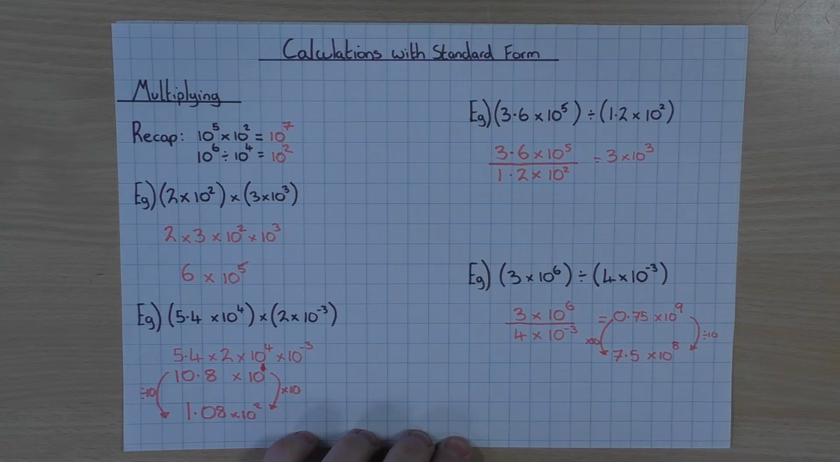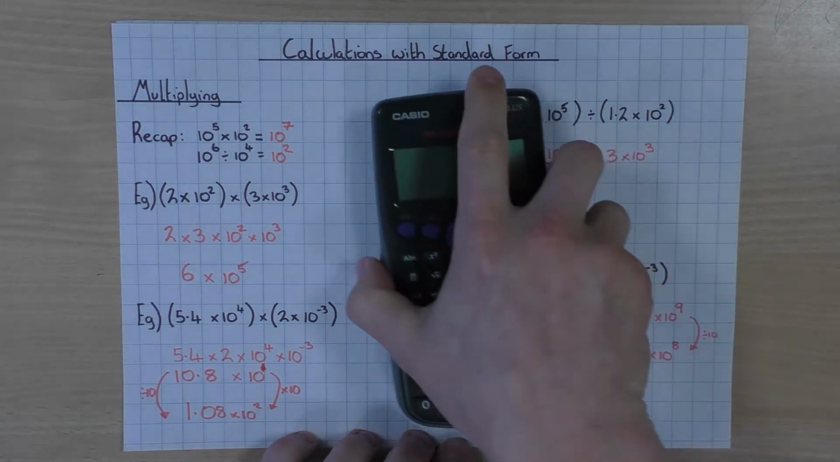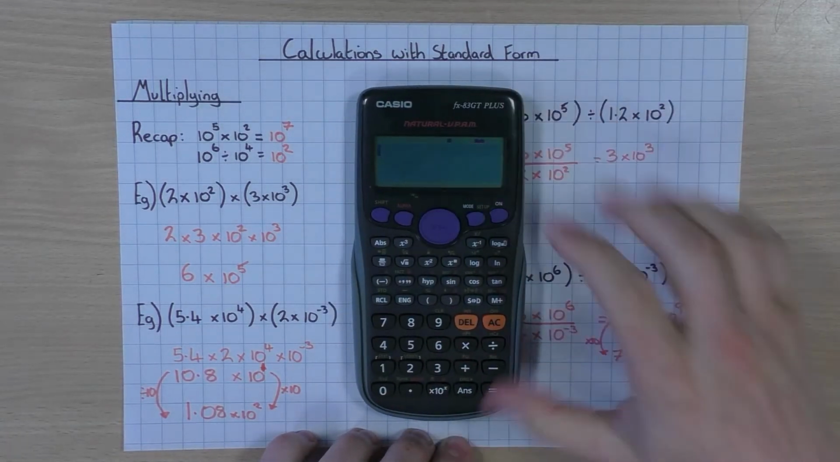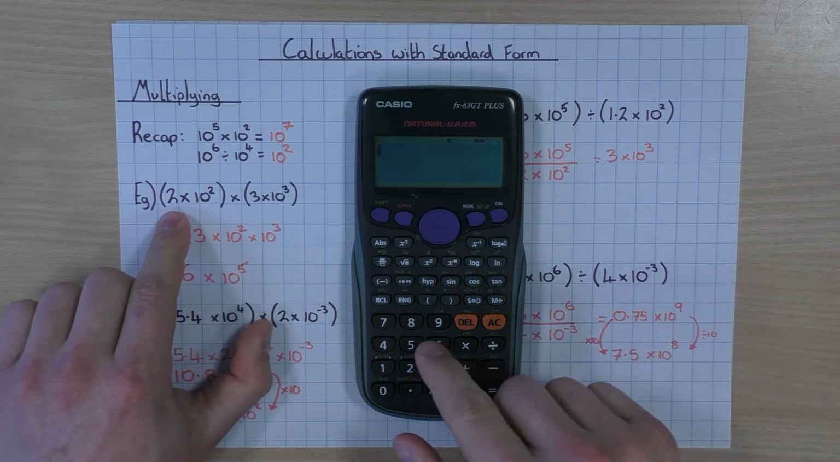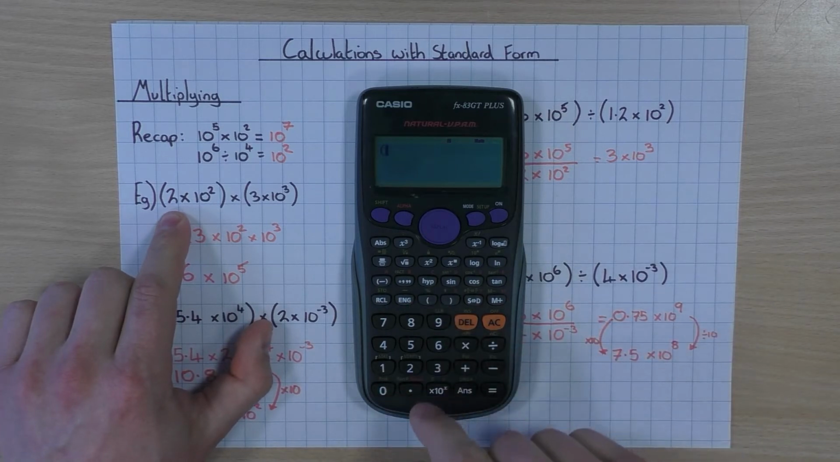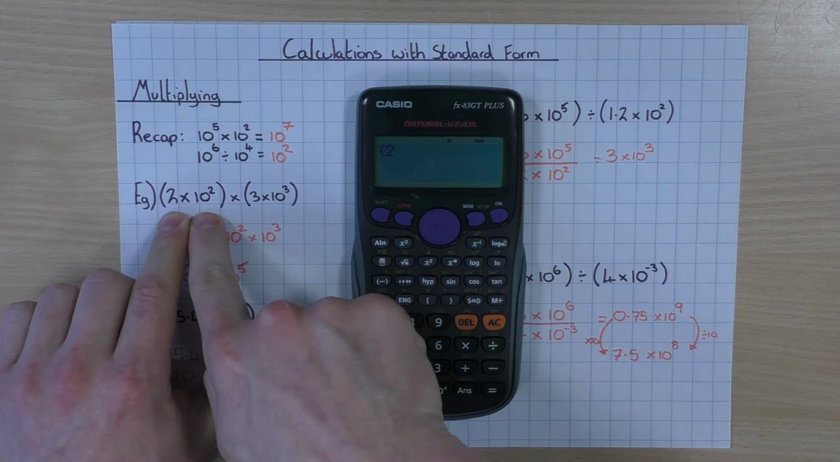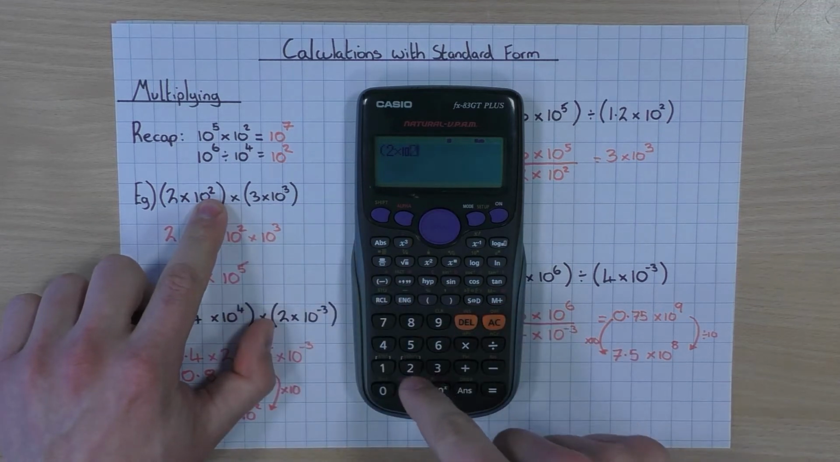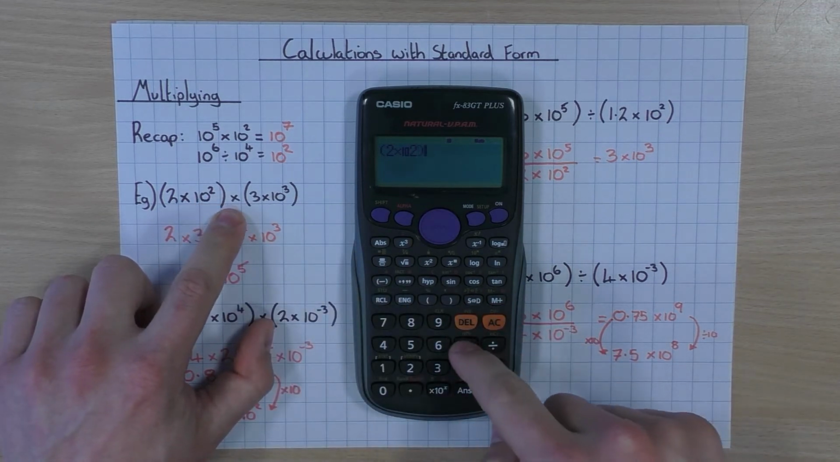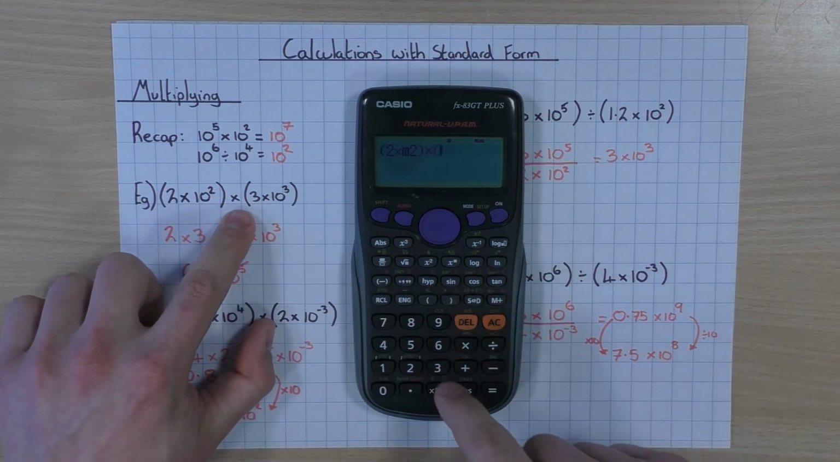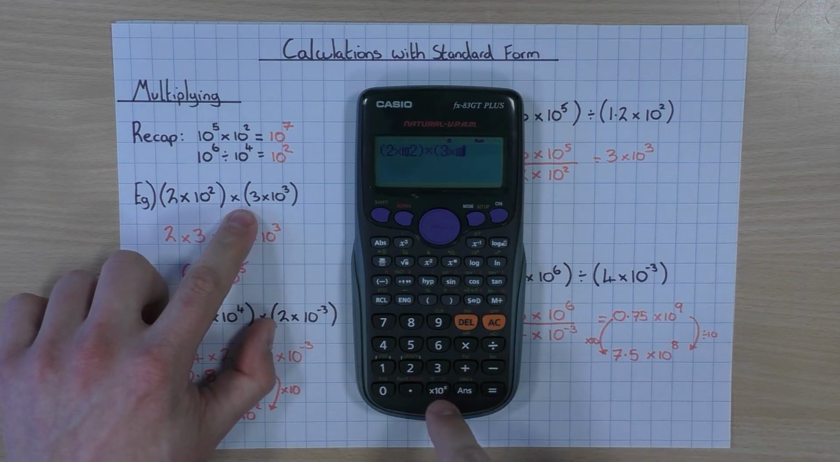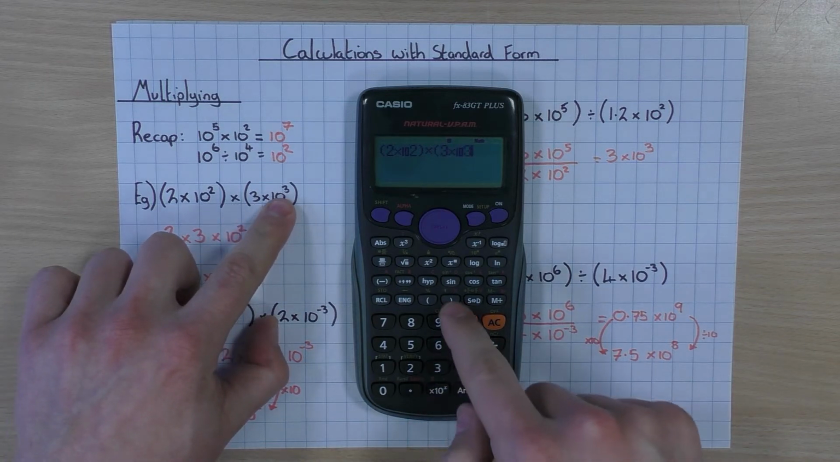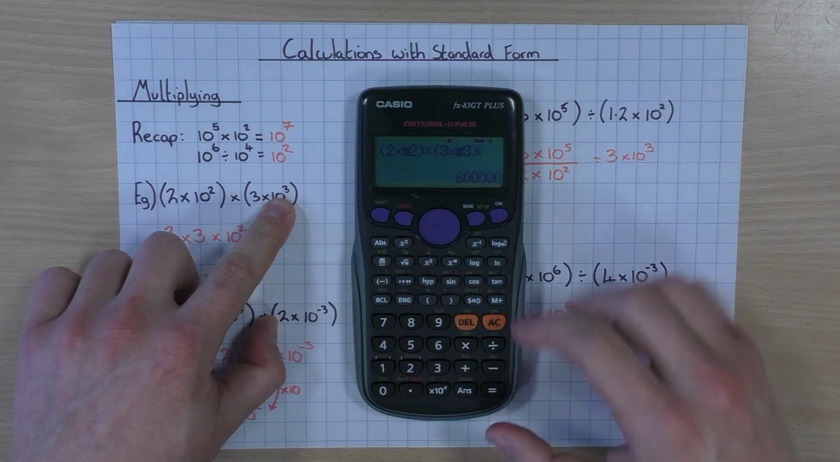I'm just going to very quickly show you how to type this in on your calculator. So if we take this one here, you literally type it in exactly the same. So bracket 2. Now when it says the times 10, there's this button down here, times 10 to the power of x. If you press that, and then you can put the power of 2, close your bracket, times, open your bracket, 3, again, times 10, and it's to the power of 3, so close your bracket and press equals.